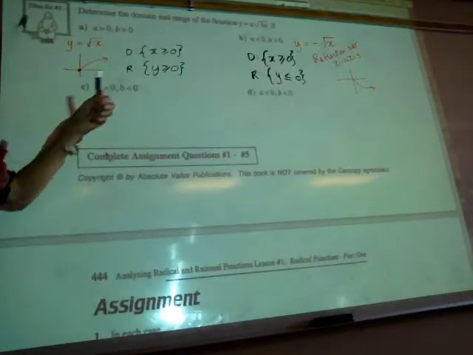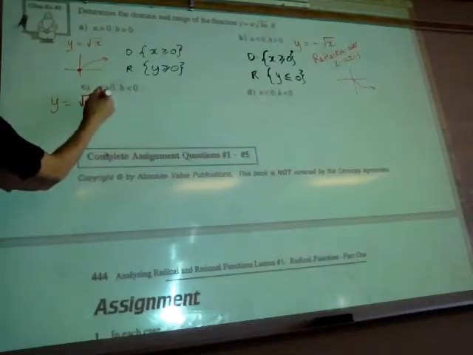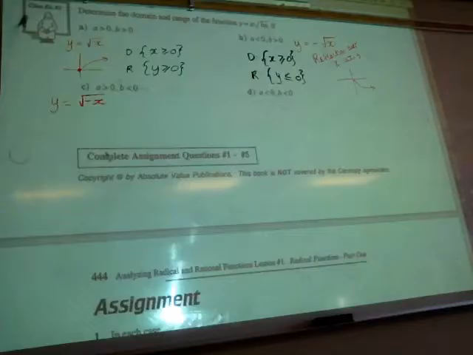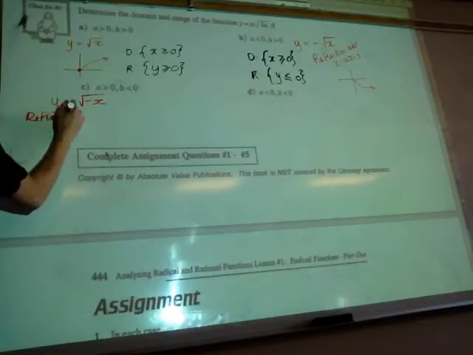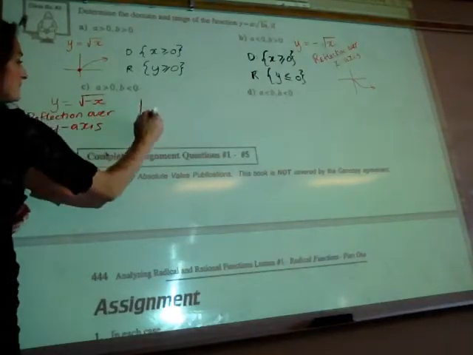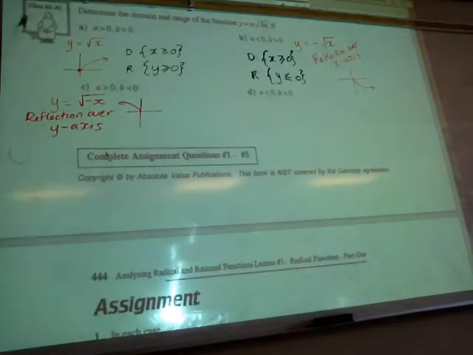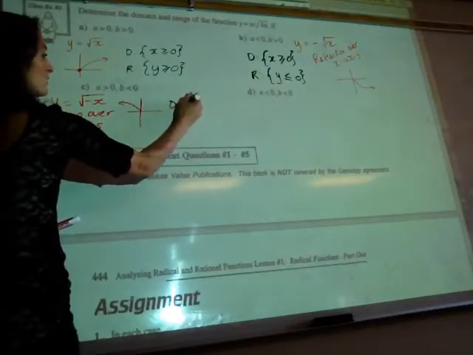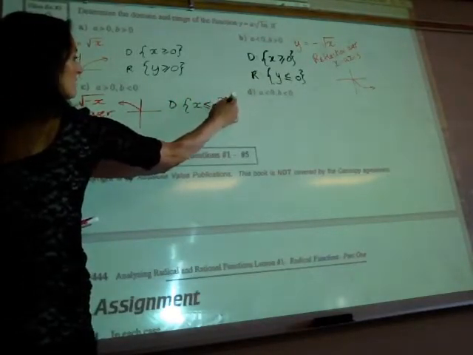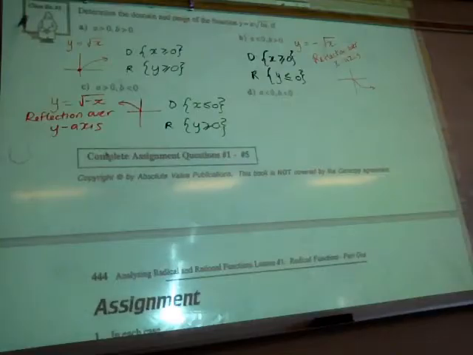Okay, what happens if a is positive and b is negative? For simplicity, y could equal the square root of negative x. So where are we reflecting? The y-axis. So if we're reflecting over the y-axis, your graph will generally look like that. So your domain switched, it's now less than or equal to 0. And your range stayed the same at y is greater than or equal to 0.